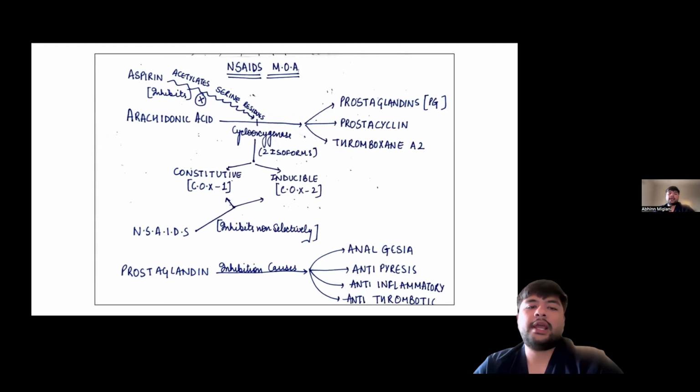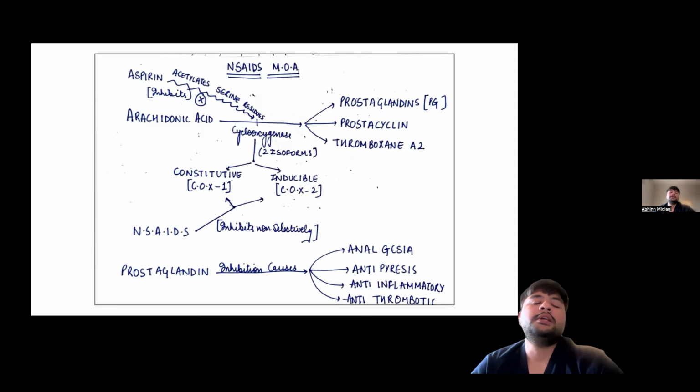So the mechanism of action of NSAIDs is that arachidonic acid produces prostaglandins, prostacyclin, and thromboxane A2 via the cyclooxygenase enzyme, which has two isoforms, the constitutive and the inducible. The constitutive is named COX-1, the inducible is named COX-2. So the NSAIDs inhibit them non-selectively.